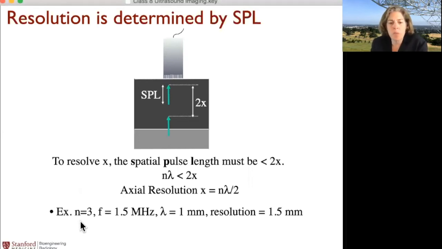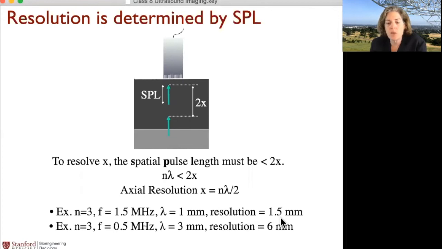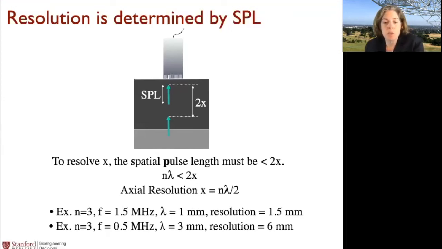Okay, so just some examples, 3 cycles, frequency 1.5. Our resolution now is about 1.5 millimeter. If you go down in lower frequency, then what you see is the resolution gets to be pretty terrible. So most of diagnostic ultrasound is about 1 megahertz and higher. Smaller fields of view, smaller depths allow you to go much higher, and the abdominal imaging is often around 1 megahertz.